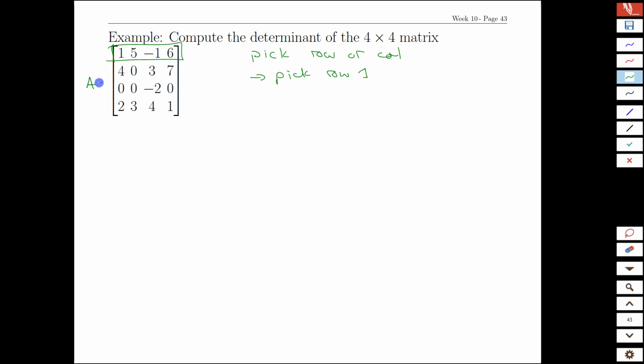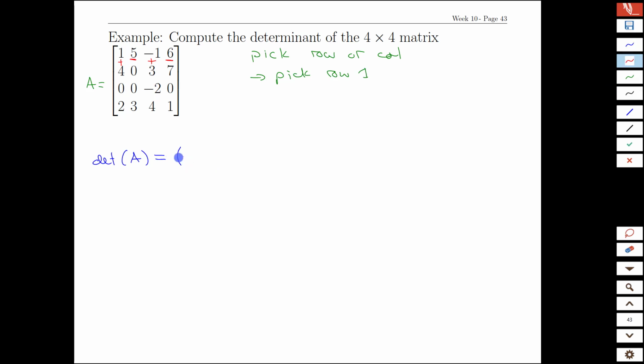Let's call this matrix A, and our determinant of A is going to be made up of many different ingredients. First off, let's get the sign chart. So the sign chart that goes with this is a plus for the 1 here, a minus for the 5, a plus for the -1, and a minus for the 6. We could put the rest of the checkerboard on there, but they don't matter because we're only using that first row.